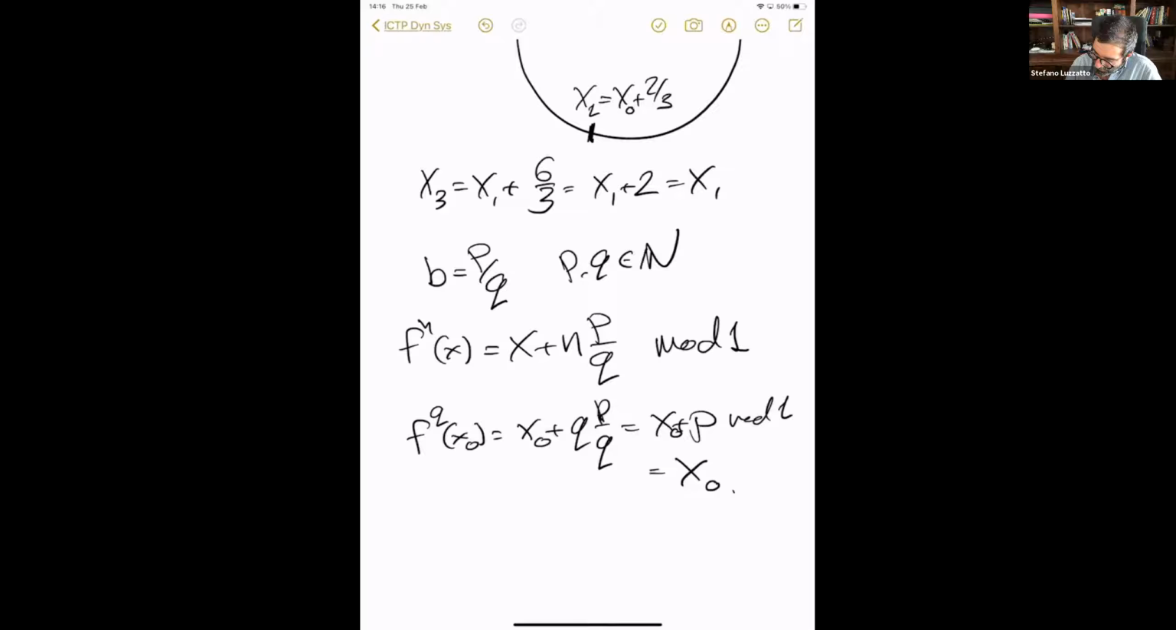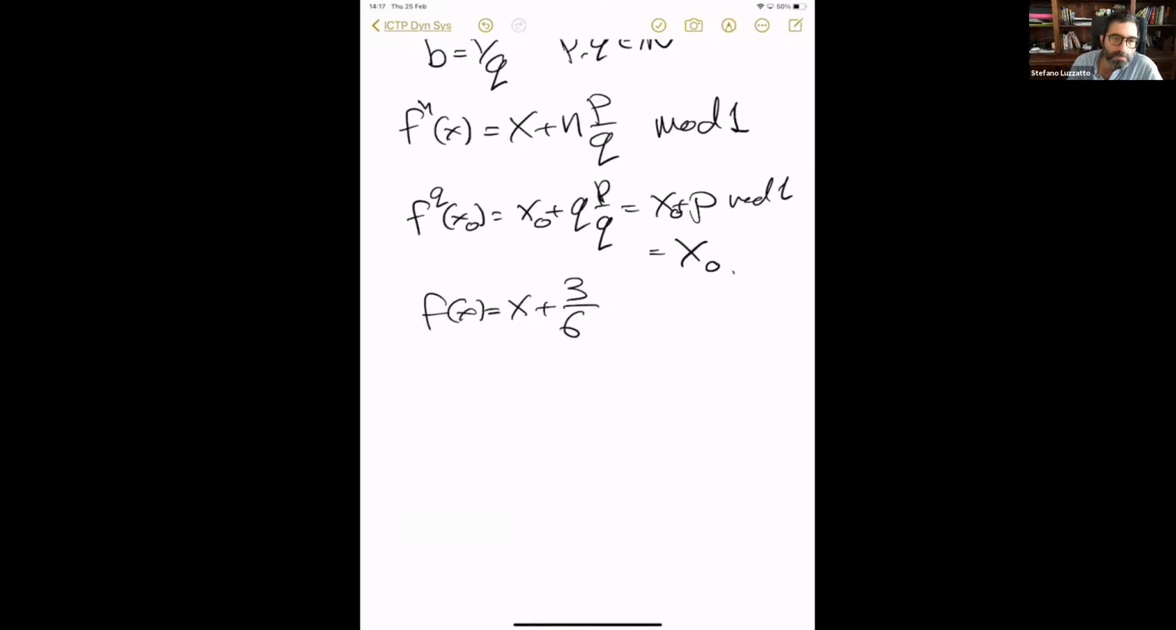So what happens if we write f of x equals x plus 3/6? Get period 2. Exactly. So by this calculation, of course, we will show that they are period 6. Because it's got 6 on the denominator, you have f of 6 x equals x plus 6 times 3/6, which is equal to x plus 3 mod 1, which is equal to x.